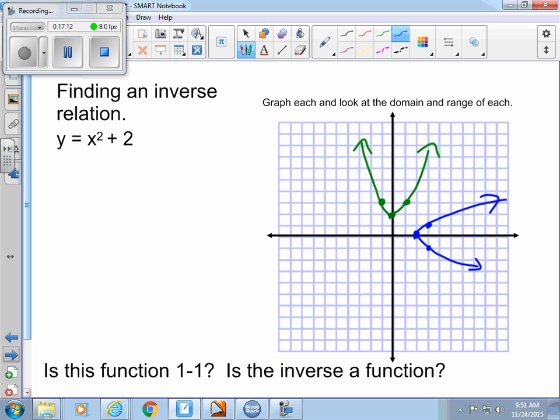So, y equals x squared plus 2. What's step 1 in finding an inverse? Okay, they did that for us. Rewrite f of x as y, done. Step 2, switch x and y. Solve for y. What's the first thing? Subtract 2. And then what happens when you square root? Plus or minus.